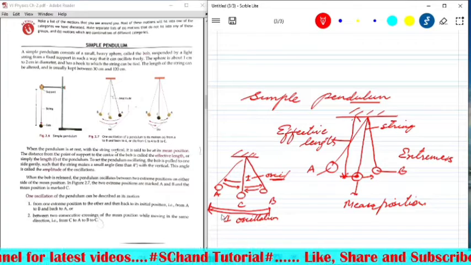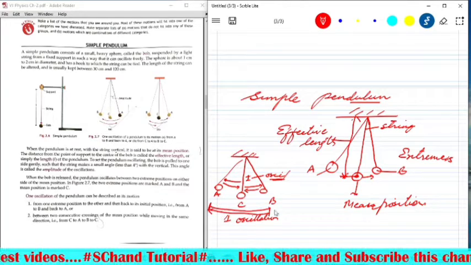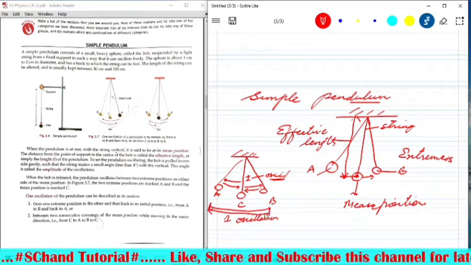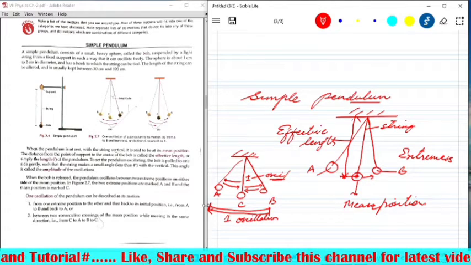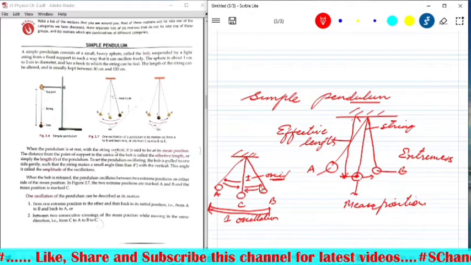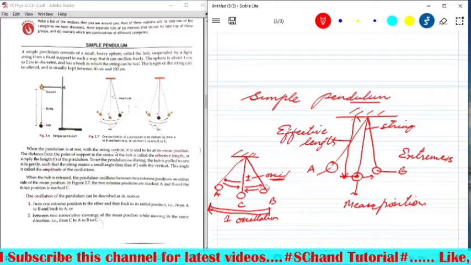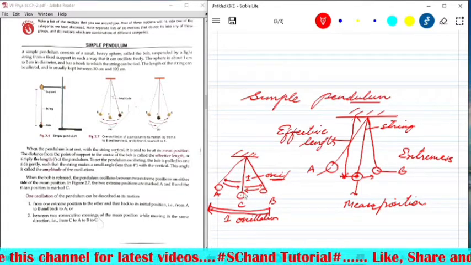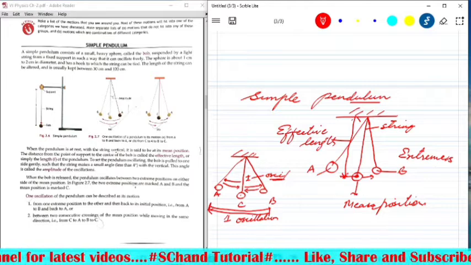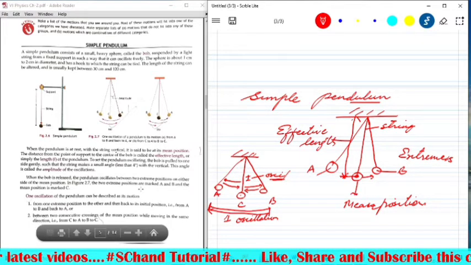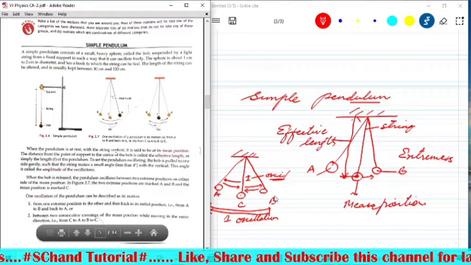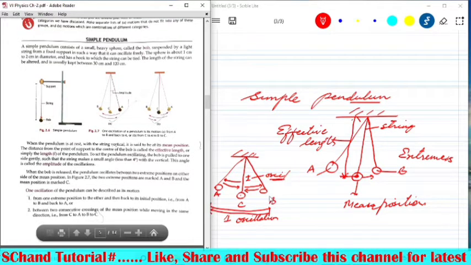Either it will be completed in two parts, going from one extreme to the second extreme and coming back to the first extreme, or it is completed in four parts: first part, second, third and fourth here. So this is how its motion will be completed in four parts. That is called the one oscillation of the pendulum.